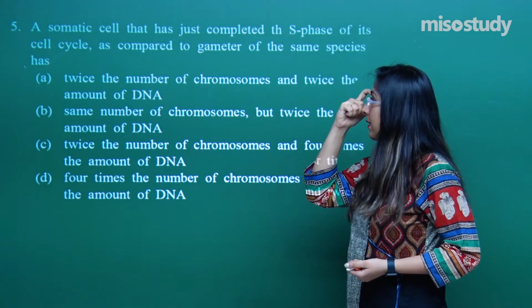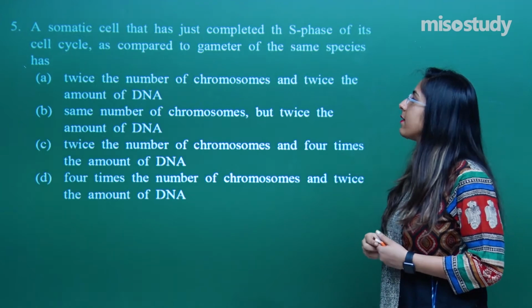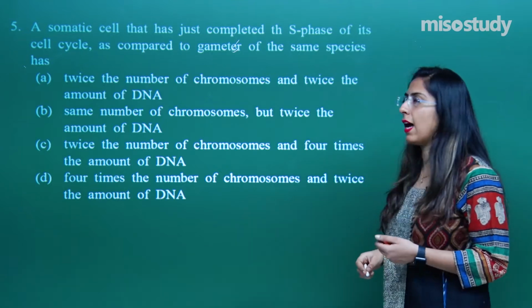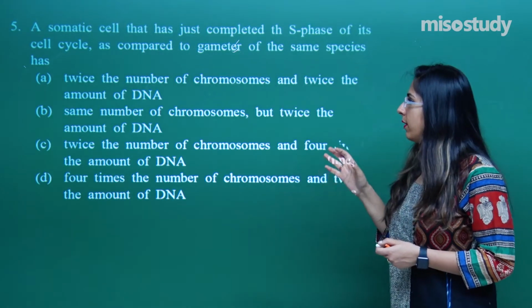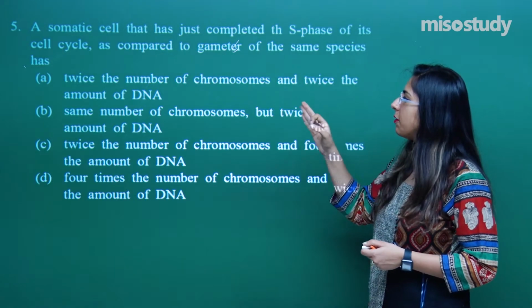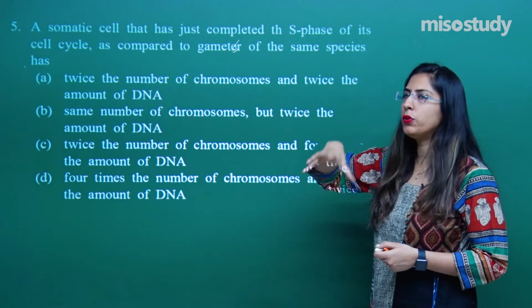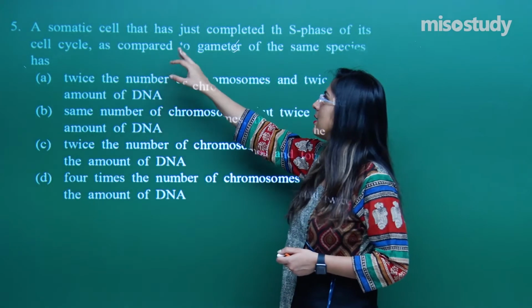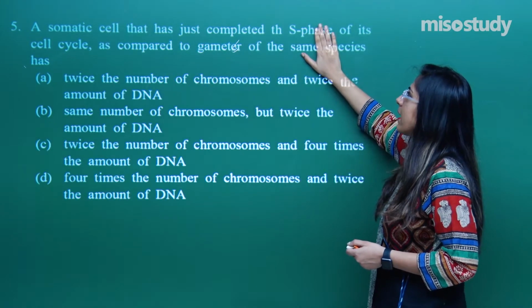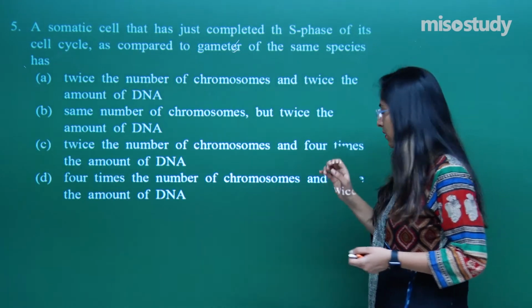A somatic cell that has just completed the S phase of its cell cycle, as compared to gametes of the same species, has... Now, they are discussing the number of chromosomes and amount of DNA. That means A indicates twice the number of chromosomes and twice the amount of DNA. We have to discuss the 2 cells. One is a somatic cell and another is a gamete cell. And we have to discuss that after this S phase, what will be the number of chromosomes and what will be the amount of DNA present in them.